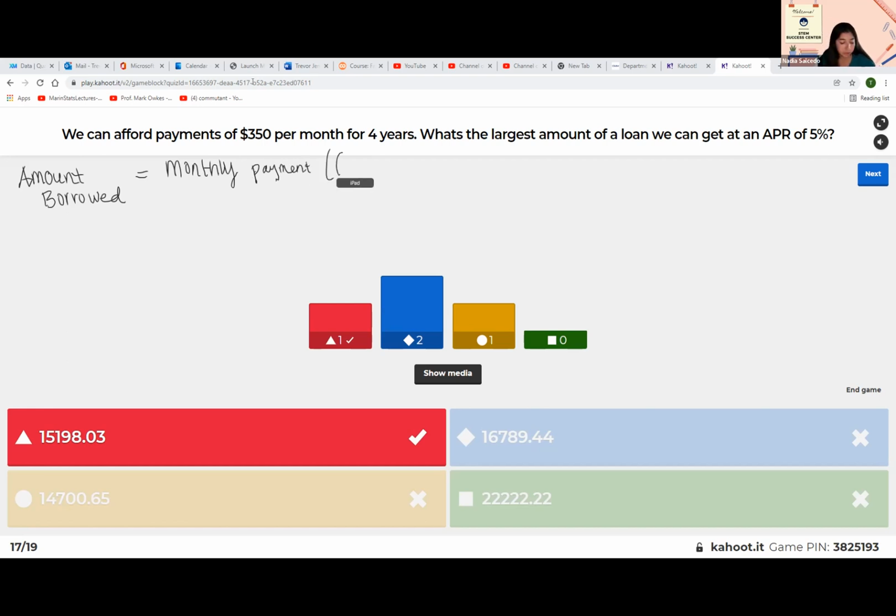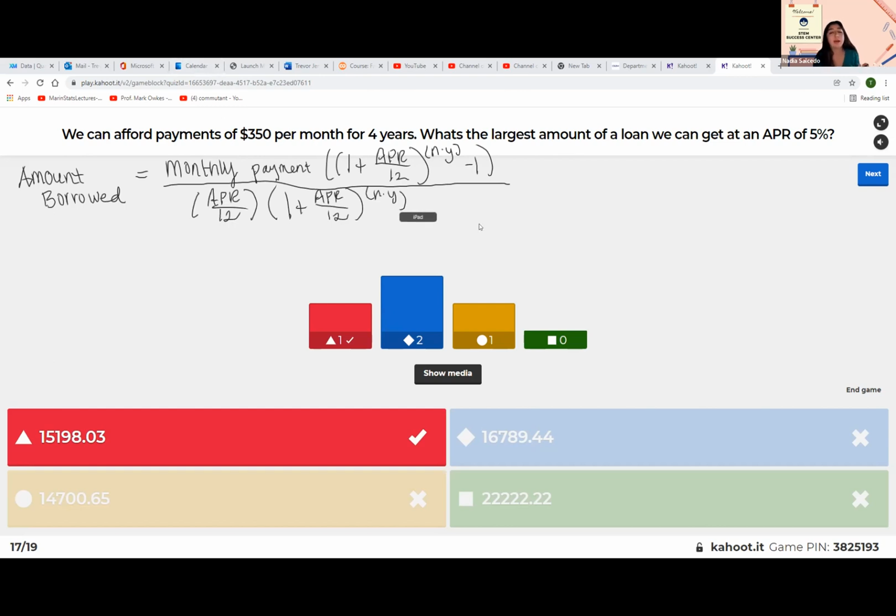times 1 plus APR over 12 raised to the n times y, minus 1. All of that is going to be divided by APR over 12 times 1 plus APR over 12 to the n times y. If you notice, everything that was on the denominator in the monthly payment formula is now moved to the top, and everything that was being multiplied by the amount borrowed is on the denominator. So everything kind of flip-flopped.